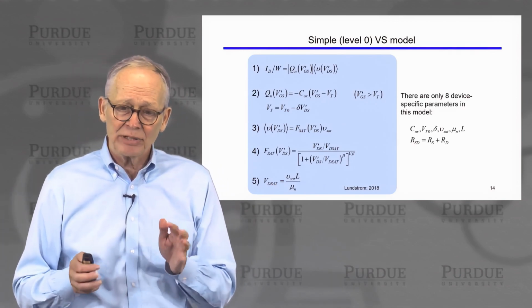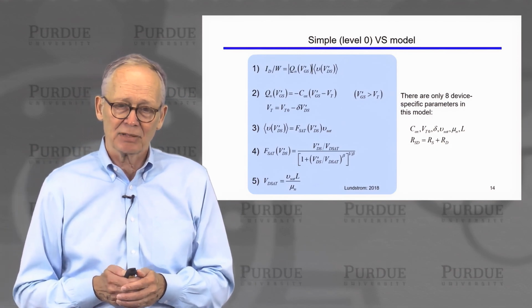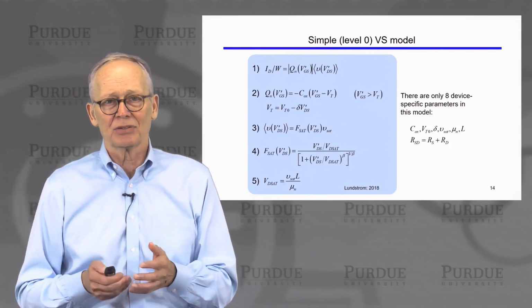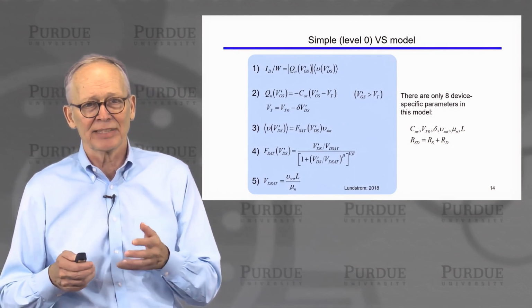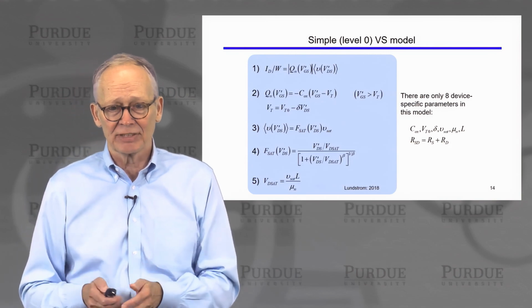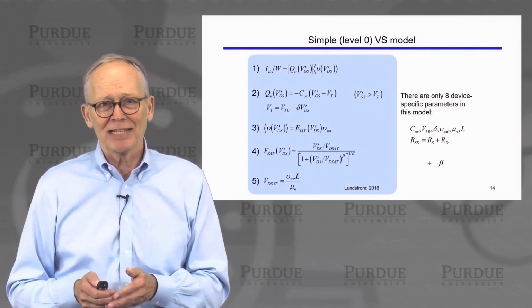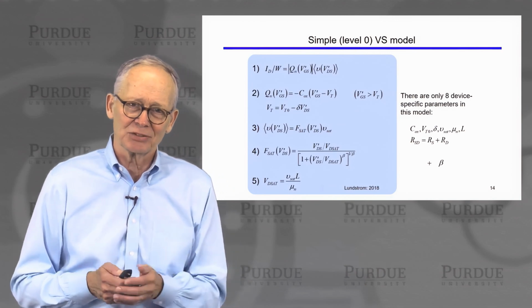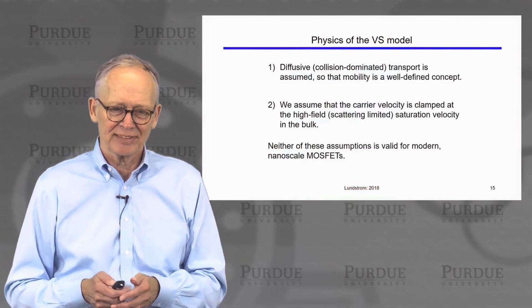Okay, now there are only 8 parameters in this model. That's what makes it relatively nice. And most of these models are quite physical. We know what they refer to. It's not simply empirical curve fitting. Each one represents something very physical in the MOSFET. There is one empirical parameter that we've introduced, but that doesn't change much from transistor to transistor, and it helps us fit the data better.